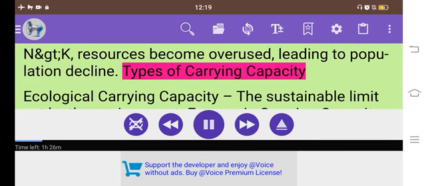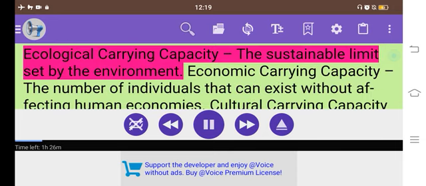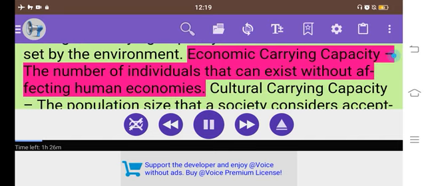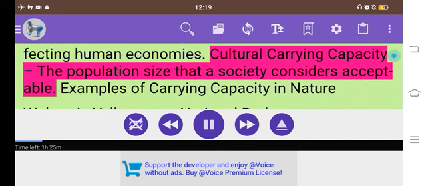Types of carrying capacity. Ecological carrying capacity, the sustainable limit set by the environment. Economic carrying capacity, the number of individuals that can exist without affecting human economies. Cultural carrying capacity, the population size that a society considers acceptable.